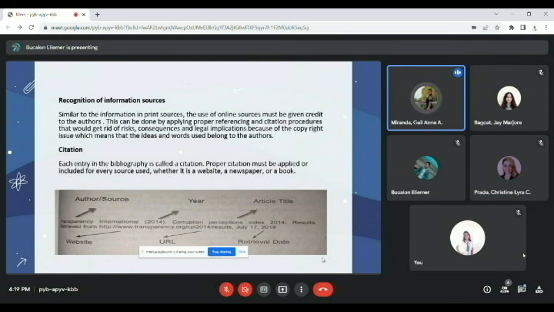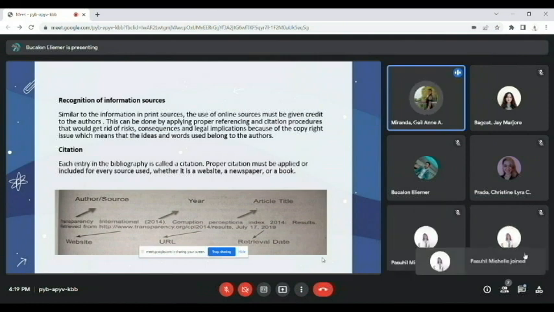So each entry in the bibliography is called a citation. Proper citation must be applied or included for every source used, whether it is a website, a newspaper, or a book. So as you can see on the image, it shows the proper citation.